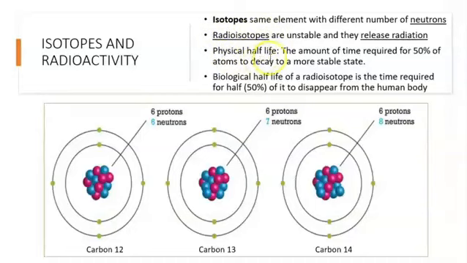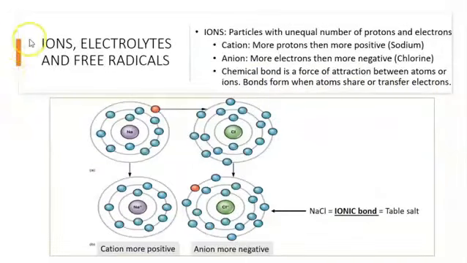Physical half-lives: since they release radiation, that means that they decay. So the amount of time that it takes for an isotope to decay 50% is called the physical half-life. The biological half-life is the amount of time that it takes for the radioisotope to decay 50% in the human body. We scroll down, we're going to see ions, electrolytes, and free radicals.